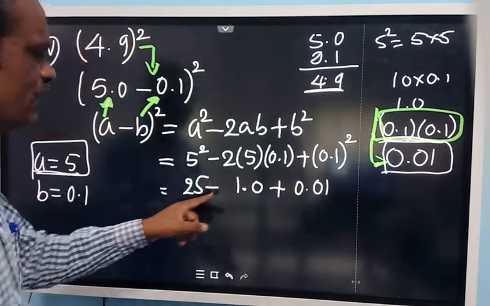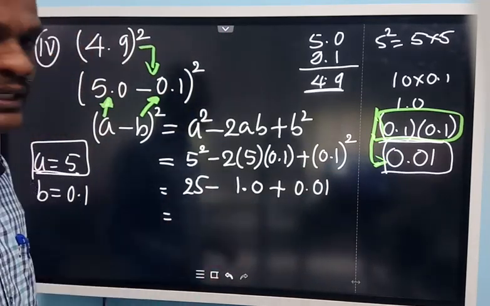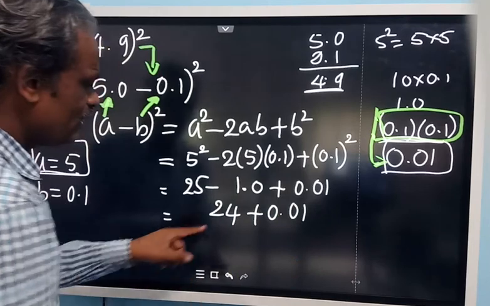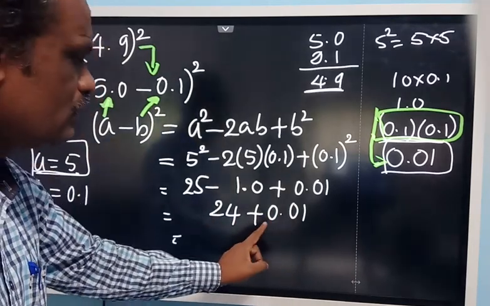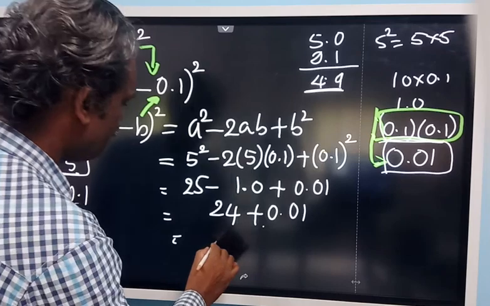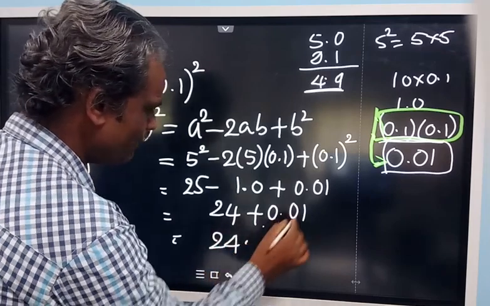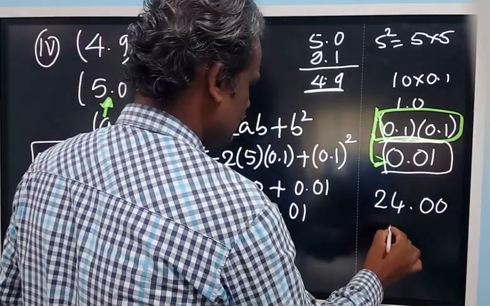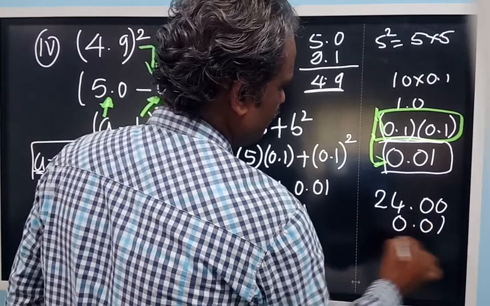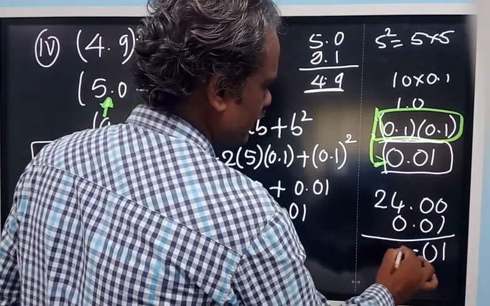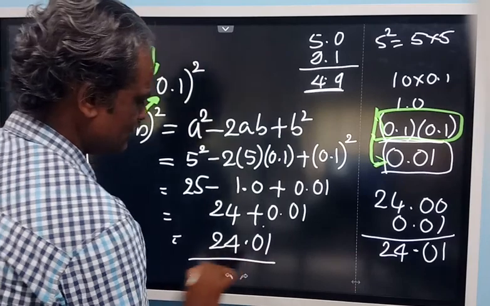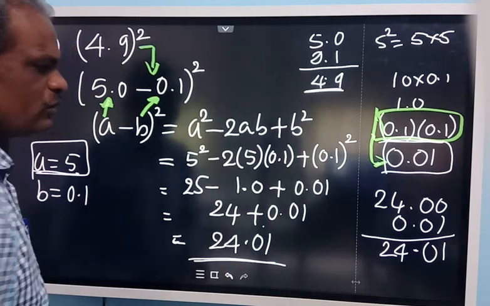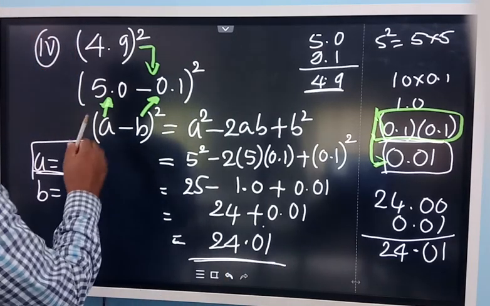Now 25 minus 1 means 24. Plus 0.01. So where you have to add 24? To the whole part. Here 0. 24 plus 0, 24 only. And decimal part only 0.1. So look at this, 24 can be written as 24.00. Then 0.01. Add them. This is the solution. So 4.9 whole square is equal to 24.01. This is using identity.